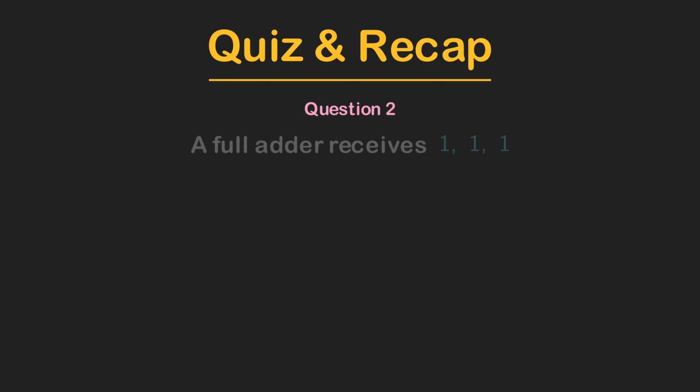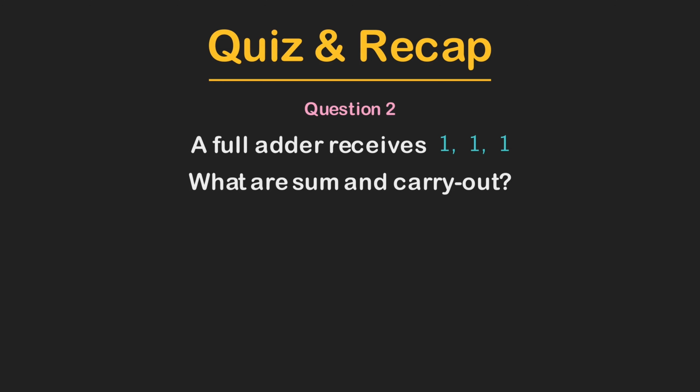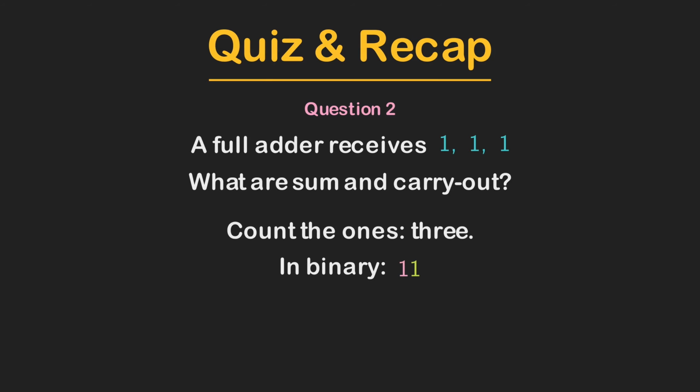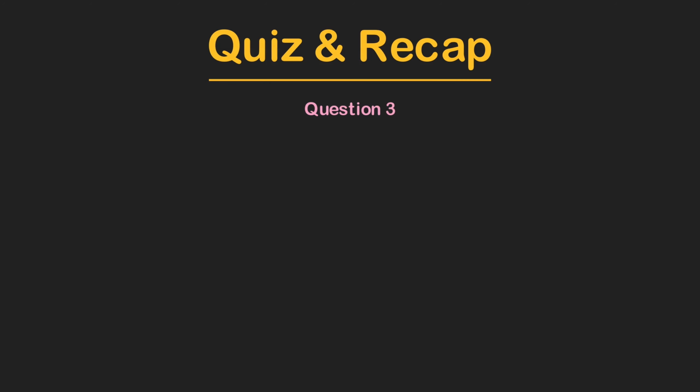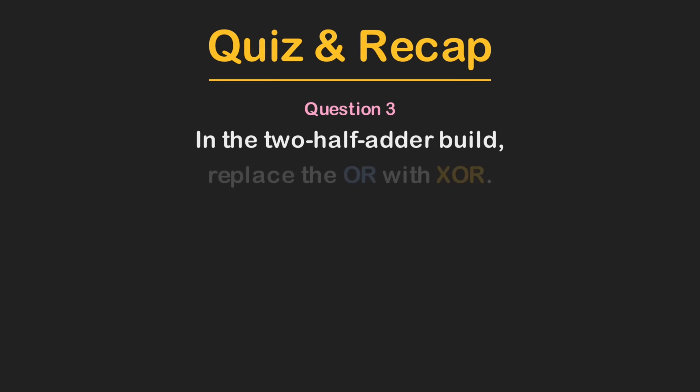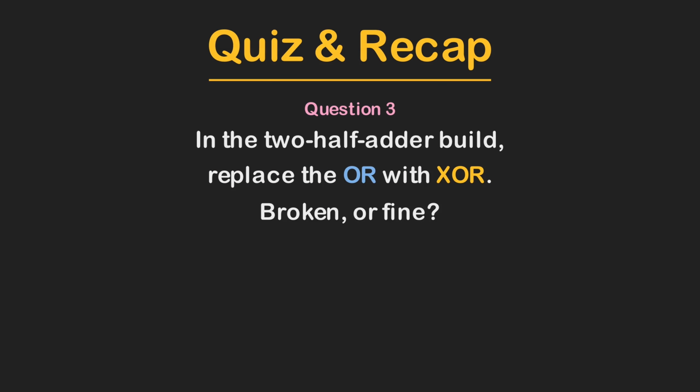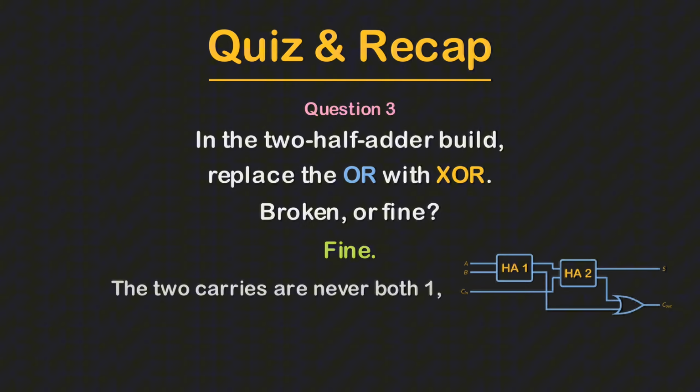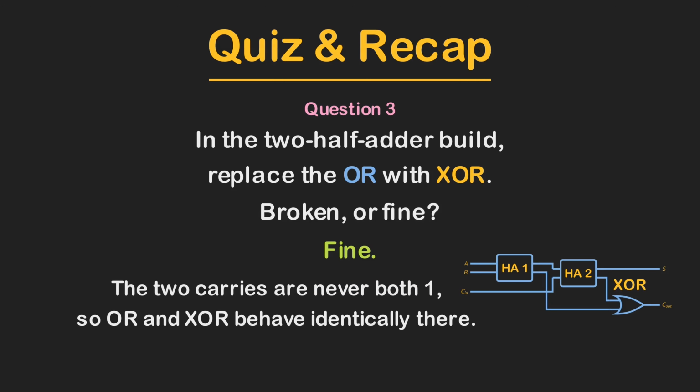Question 2. A full adder receives 1, 1, 1. What are sum and carry out? Count the ones. 3. In binary, 1, 1. Carry out 1, sum 1. Odd parity, majority votes. Question 3. In the 2-half-adder build, replace the OR with XOR. Broken or fine? Fine. The two carries are never both 1, so OR and XOR behave identically there.